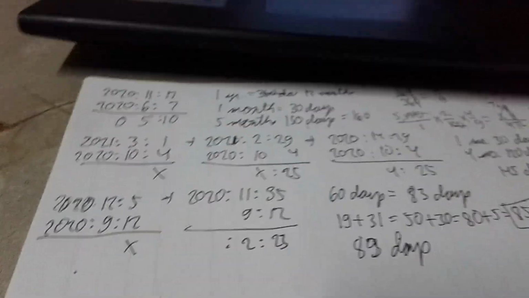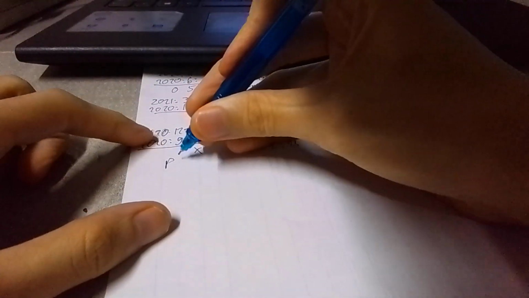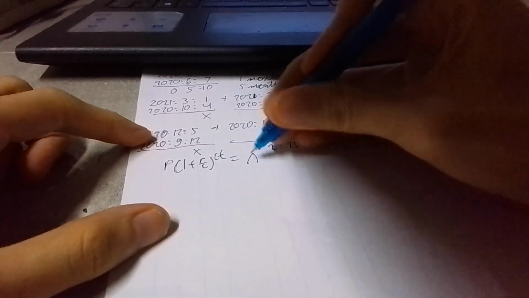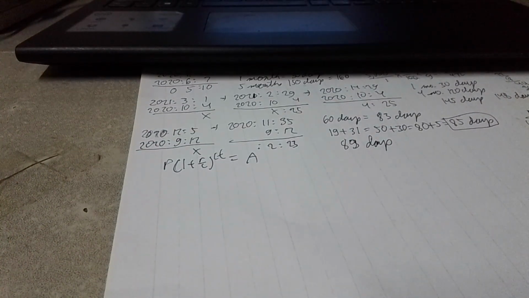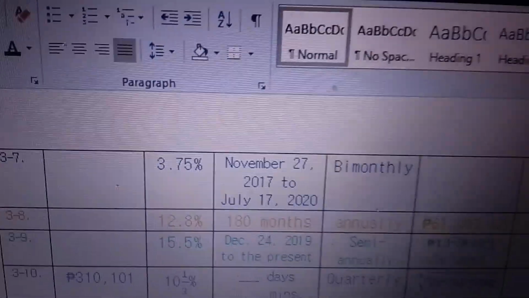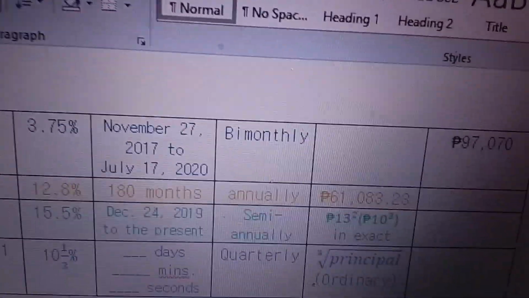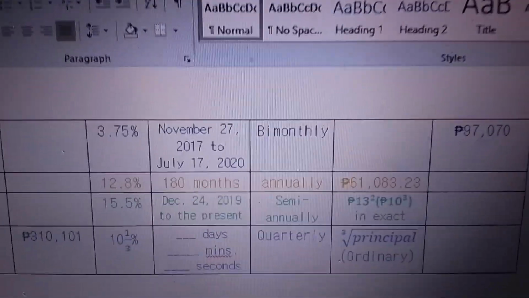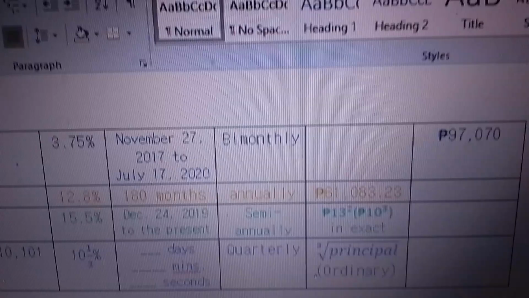The formula of compound interest is P times (1 plus R divided by C) raised to CT equals A. But in problem number 8, as you can see, we don't have the amount and the present value. So how do we do this? How do we solve for the principal and amount even without them? Don't worry, we have a way.